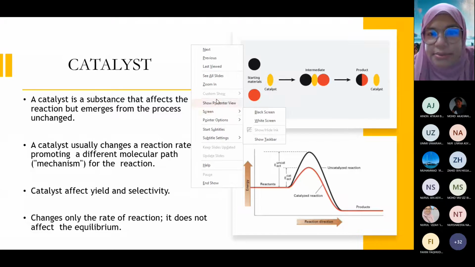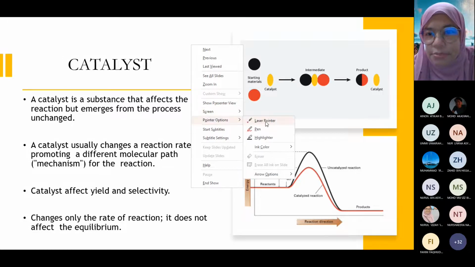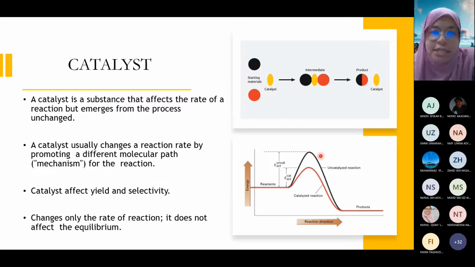Okay, so how the catalyst works in the reaction. So this is the two reactants. Usually when we conduct a reaction, it involves at least one reactant, or two reactants. So this is an example of a two-reactant process, the black and the red one. And then this is the catalyst.